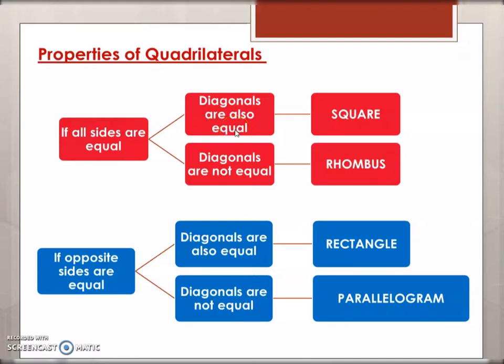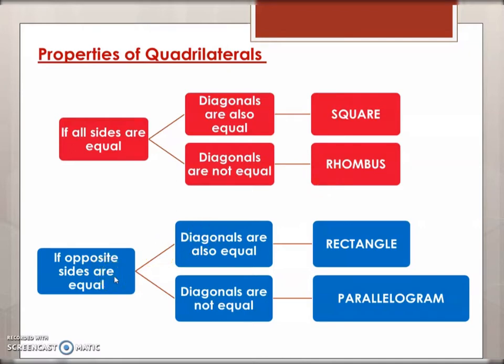Then you have to check the diagonals. If all sides are coming equal and diagonals are also coming equal, then the quadrilateral will be a square. If all sides are equal but diagonals are not equal, then the quadrilateral will be a rhombus.